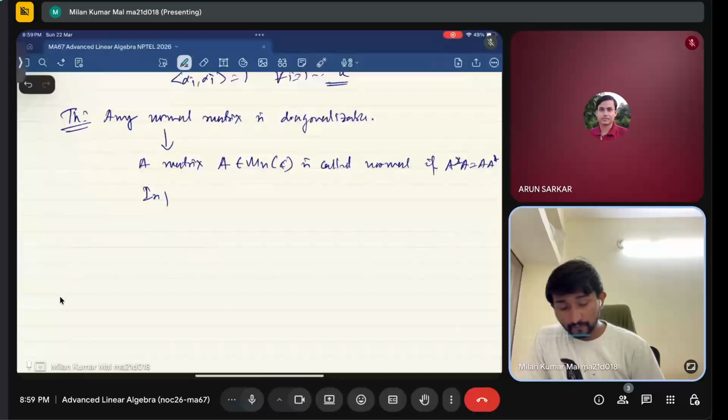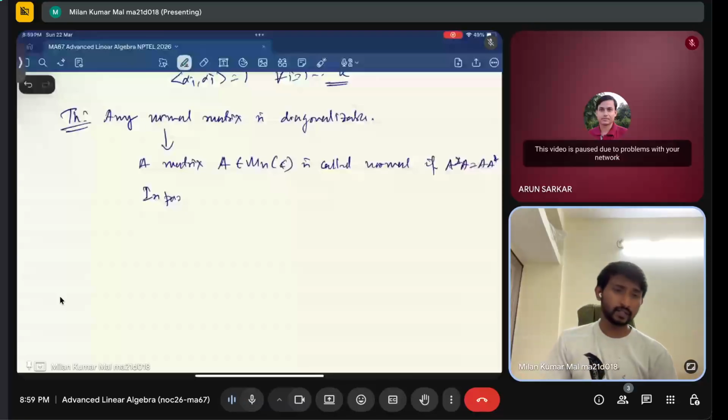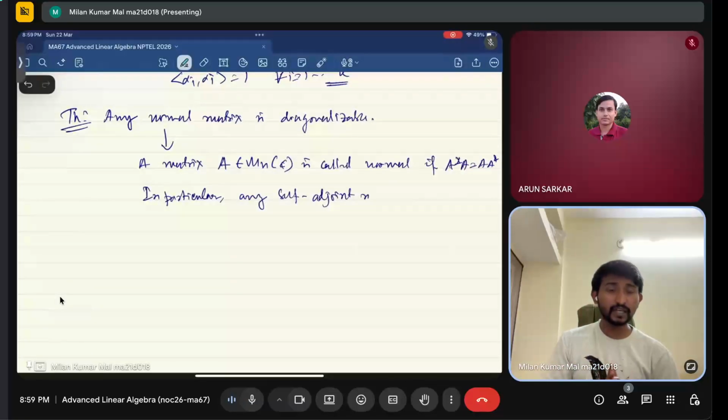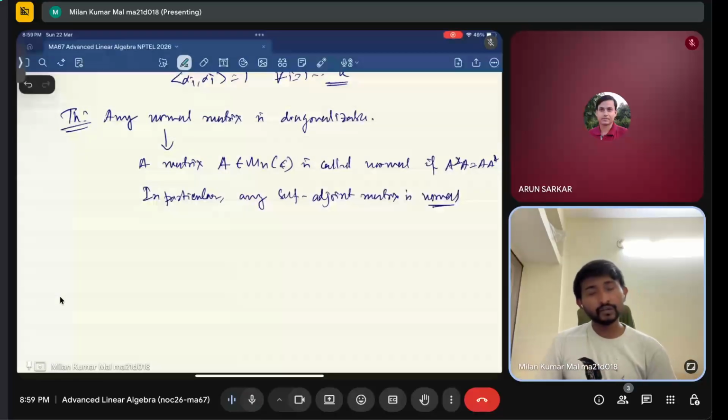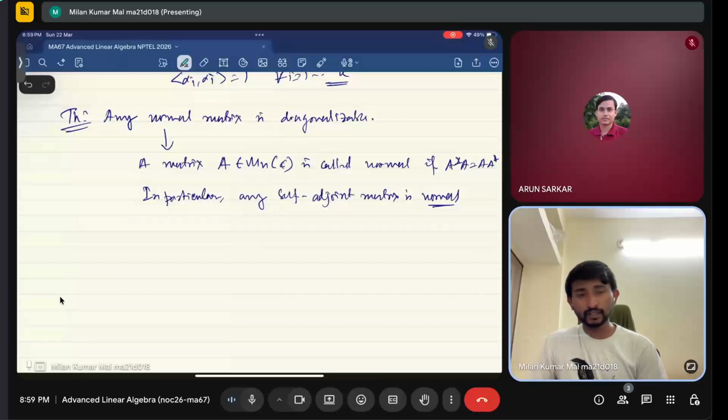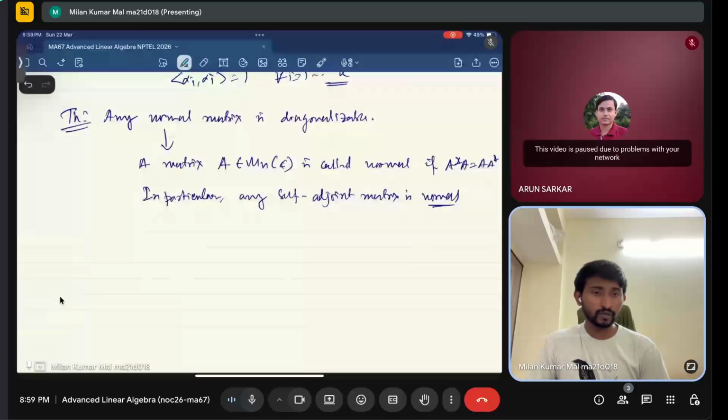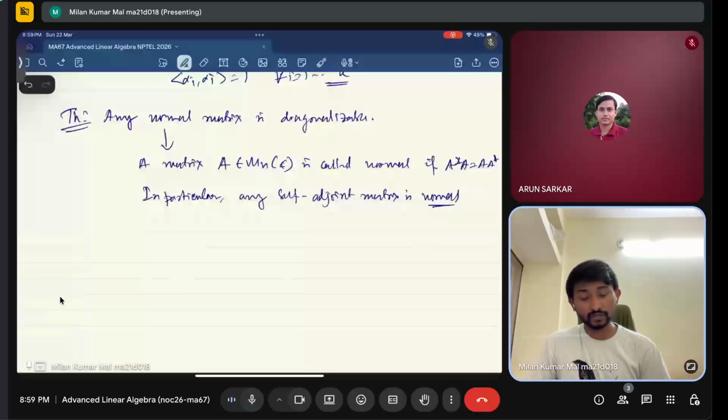Not only that, any unitary matrix will also be normal. But normal is the bigger class. Self-adjoint is a smaller class contained in there, and unitary matrices are another smaller class contained in there. But self-adjoint does not mean that it will be unitary, or unitary does not mean that it will be self-adjoint. Whatever it is, this is self-adjoint, so that's why it is normal.